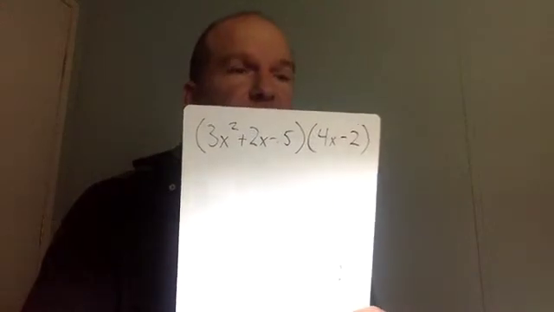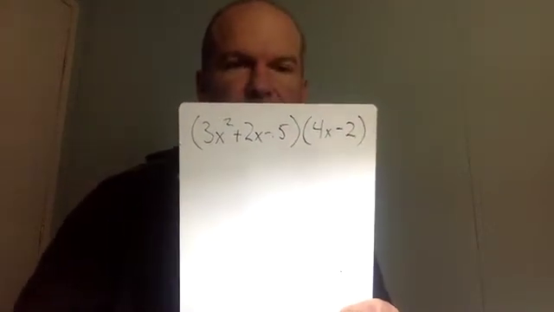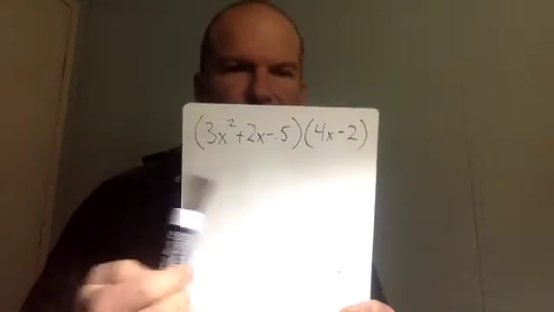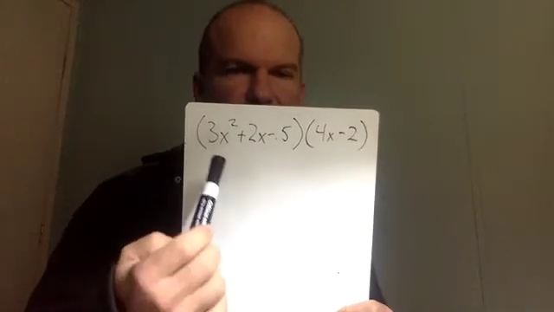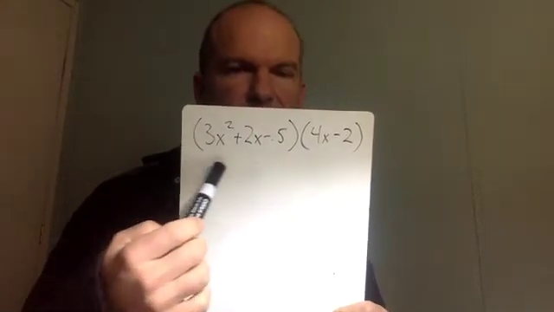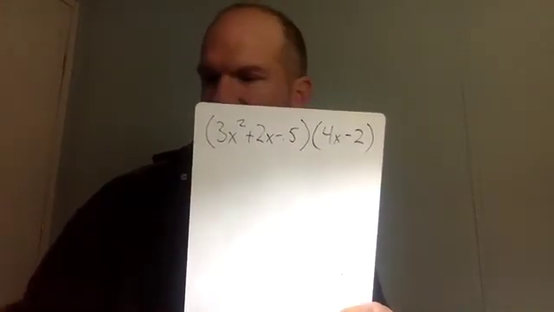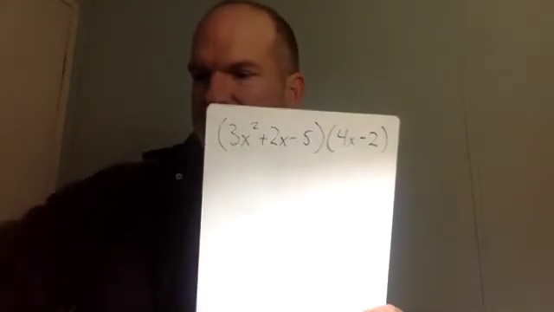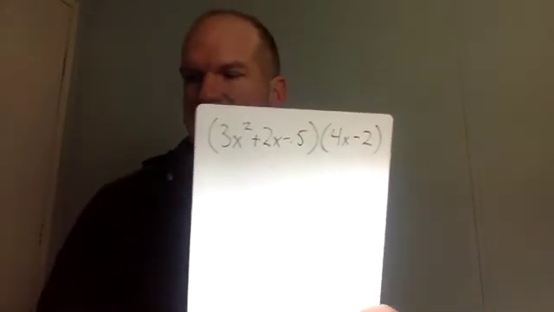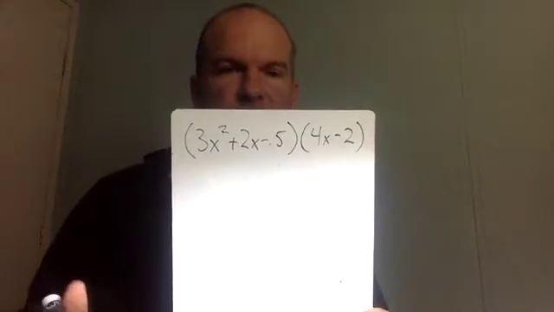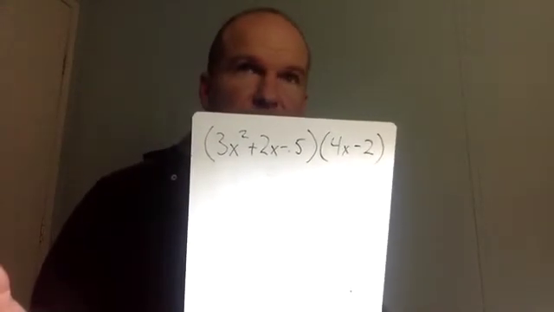And this is another reason why I don't like using the FOIL acronym, because it doesn't really work unless it's two binomials. Once you get a big one like this with three in there, a trinomial, then FOIL, the acronym, just makes things more confusing. It doesn't really help. So here we're just distributing every term in this first parenthesis.